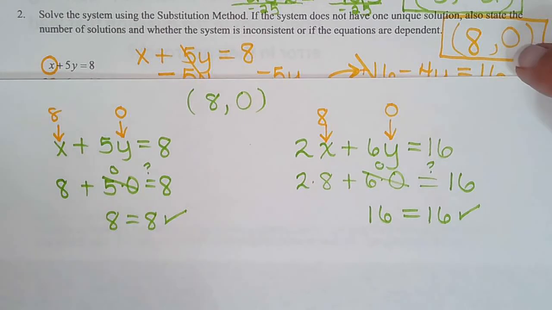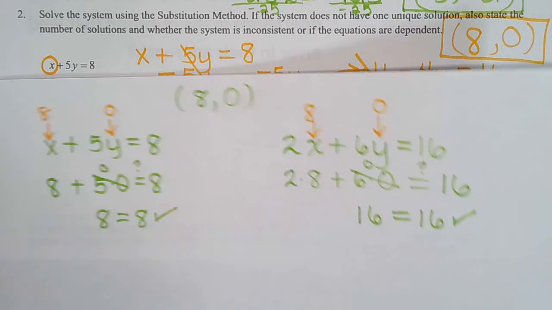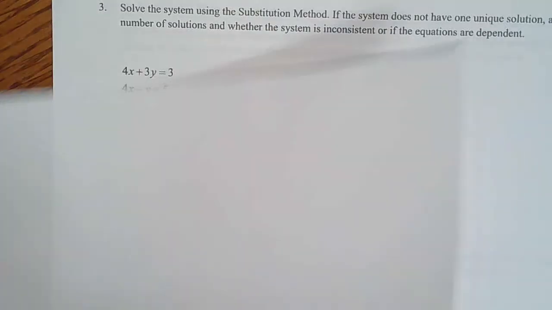So you take your point, plug the first coordinate in for x, the second coordinate in for y, and make sure you get two true statements. Okay, let's go ahead and look at our next page.